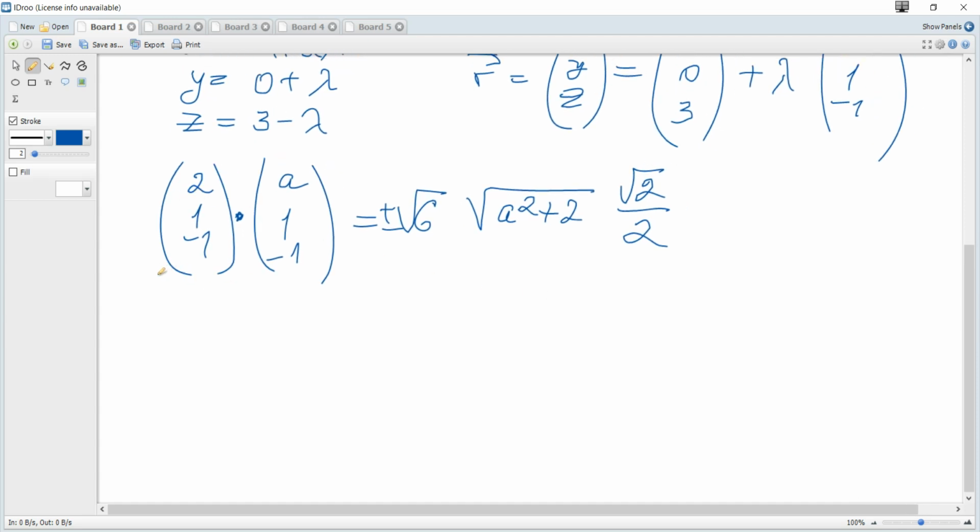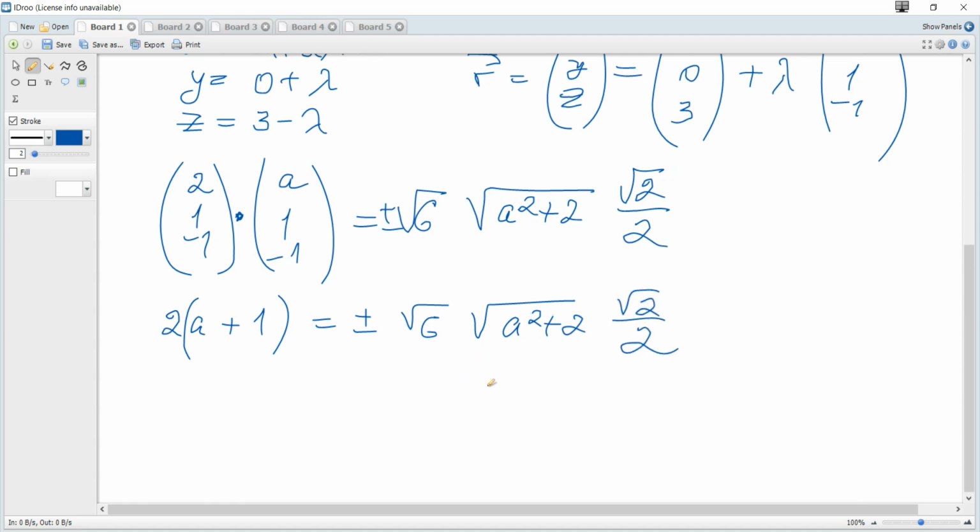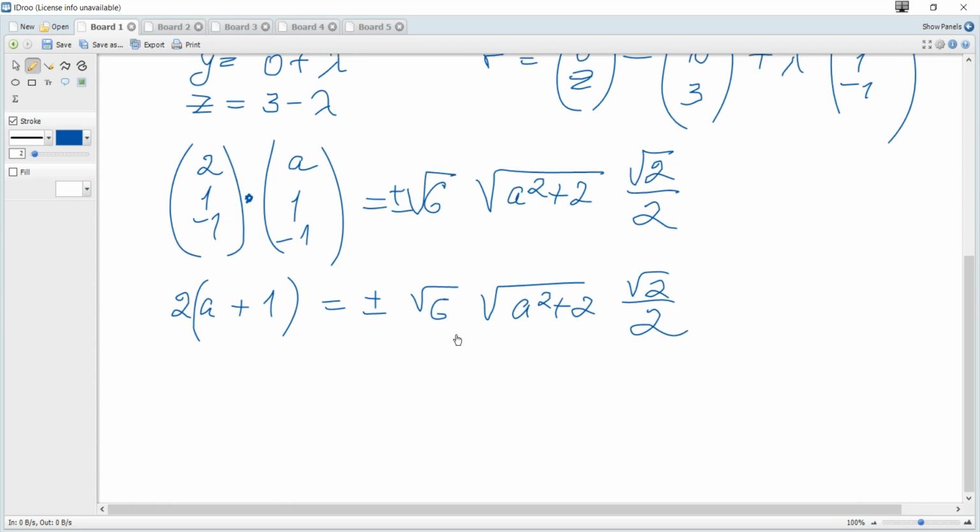And what is the dot product here? It's just x by x plus y by y plus z by z. So it becomes 2a + 1 + 1, or 2a + 2, or we can factor out 2, and it is equal to ±√6·√(a² + 2)·√2/2. And we just need to solve for a.